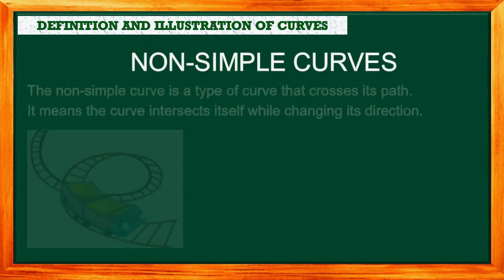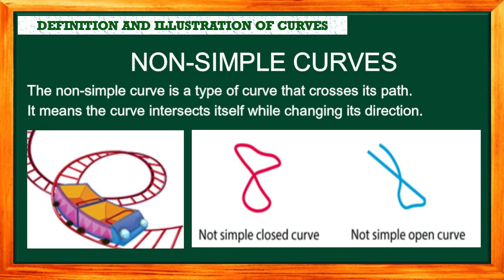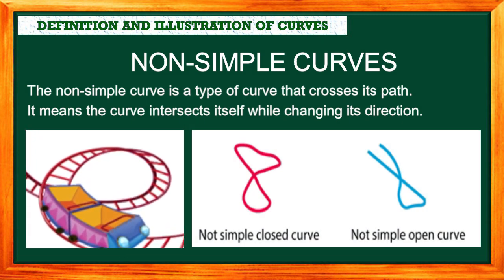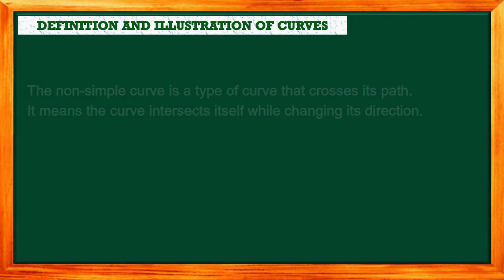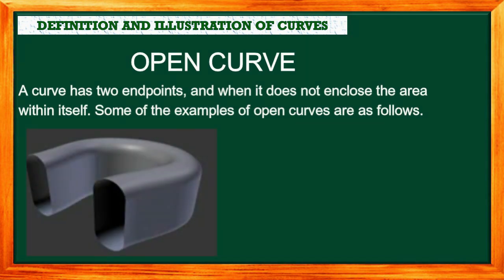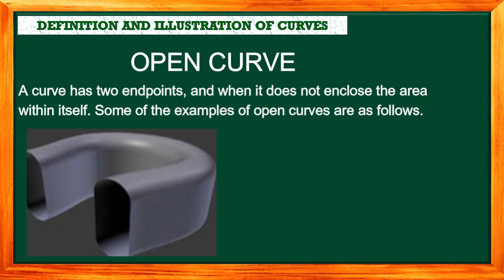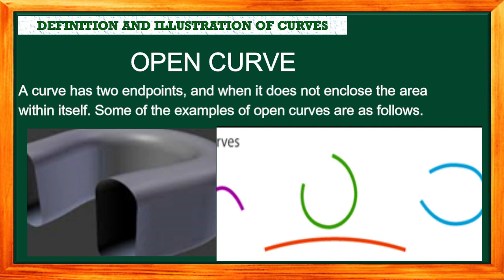Non-simple curve. The non-simple curve is a type of curve that crosses its path. It means that the curve intersects itself while changing its direction. Open curve. A curve that has two endpoints and does not enclose an area within itself. These are the examples of open curves.